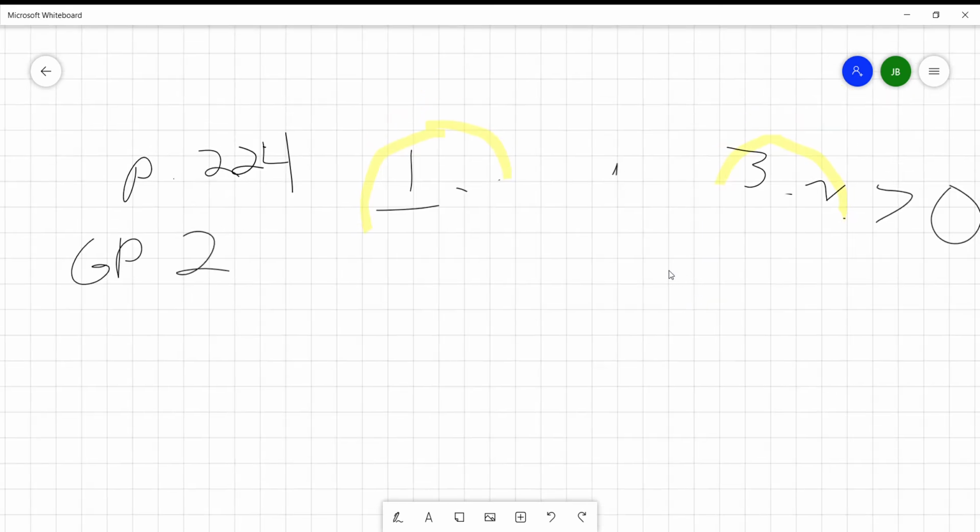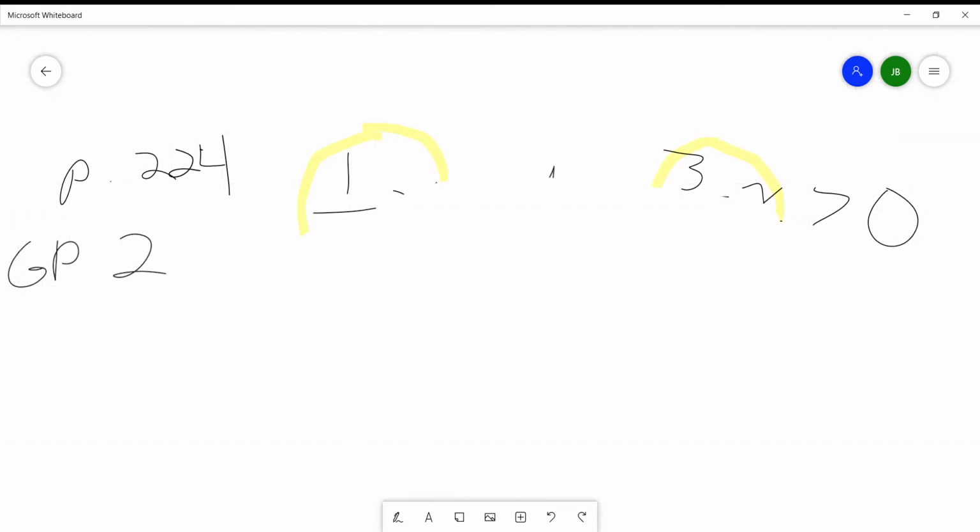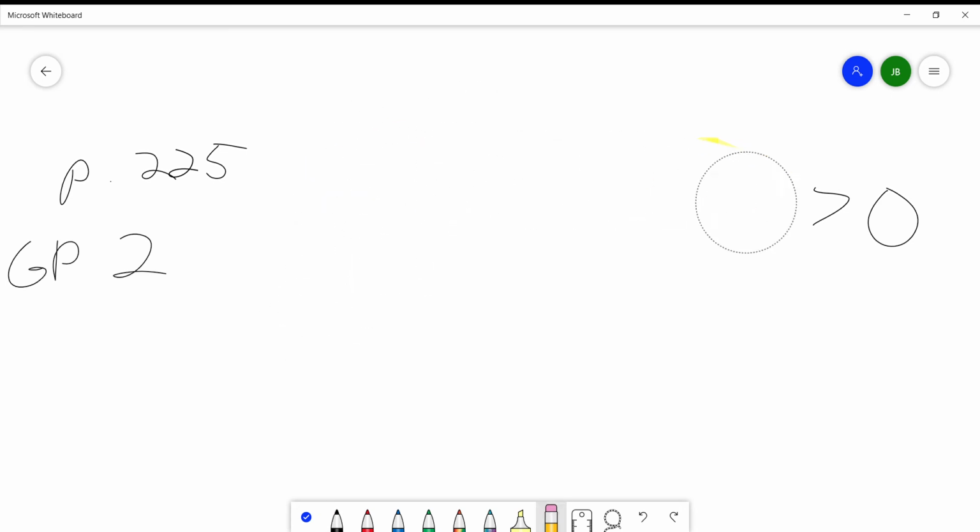All right, we're on page 225 now. I know what you're thinking. You're like, oh good, it will get harder. That's exactly what I was thinking too. All right, we're not doing guided practice anymore. Go away, you.